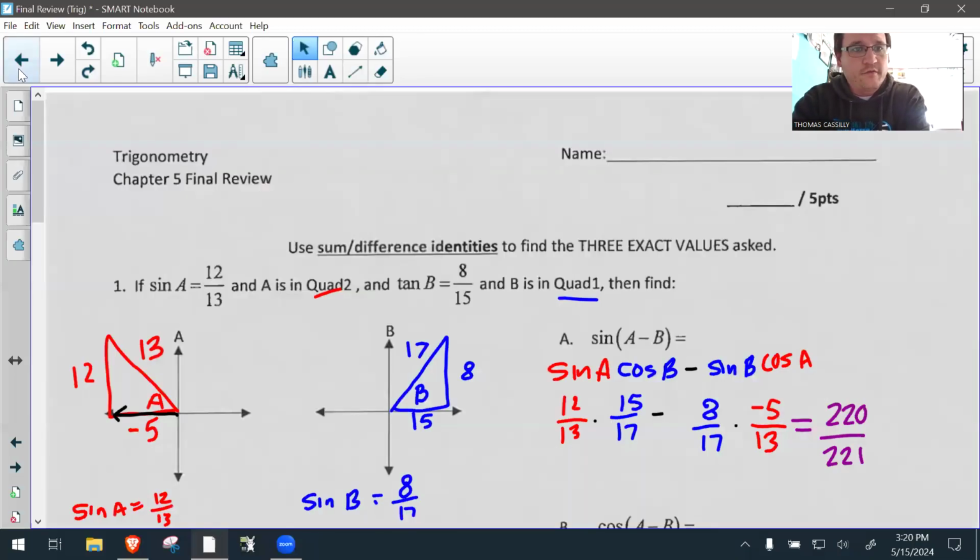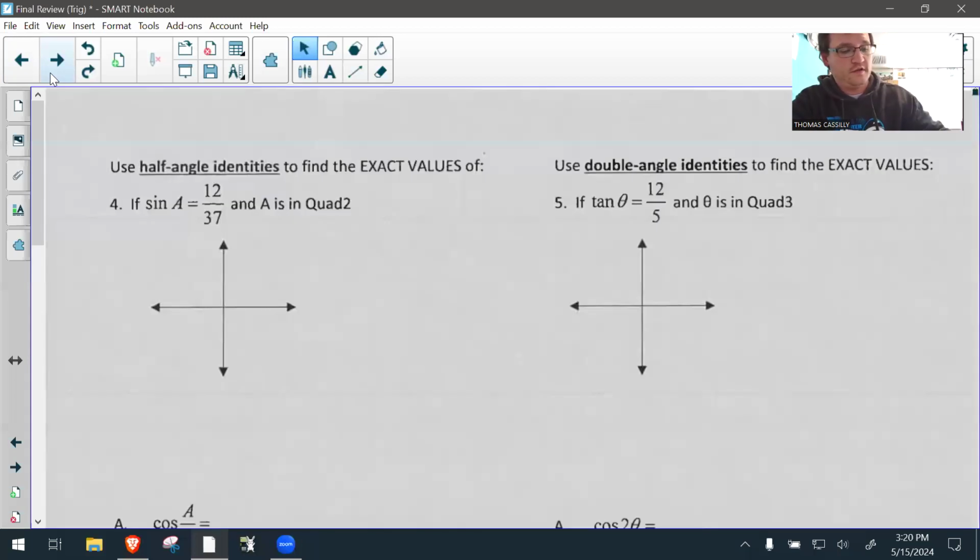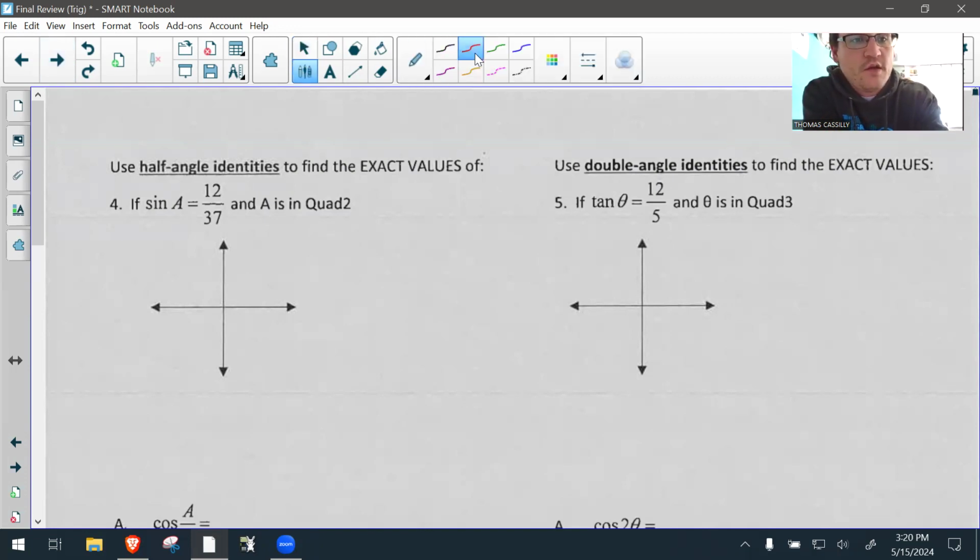All right, here we go. This is part 2 of your Chapter 5 Trigonometry final exam review. We're going to start off on these problems just like we did on the last ones.